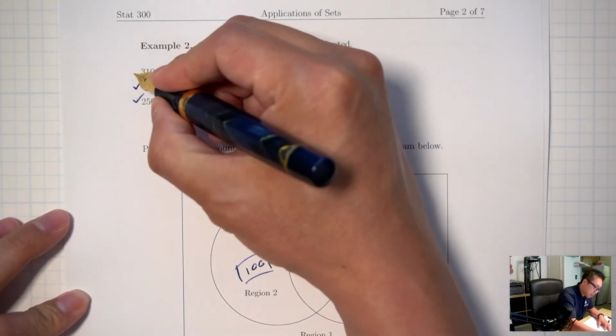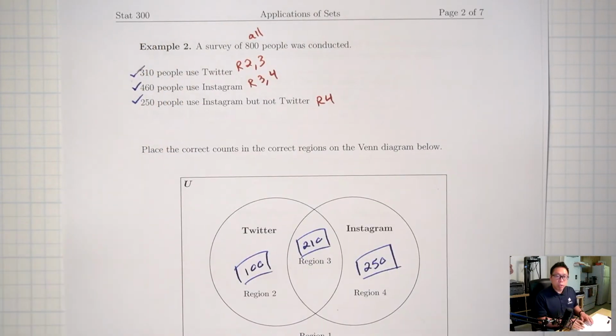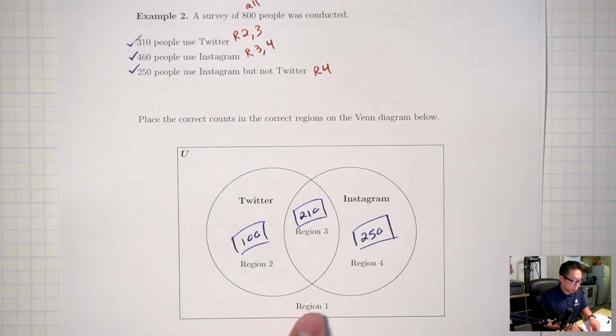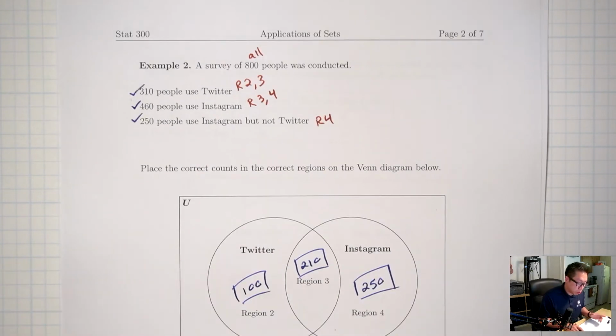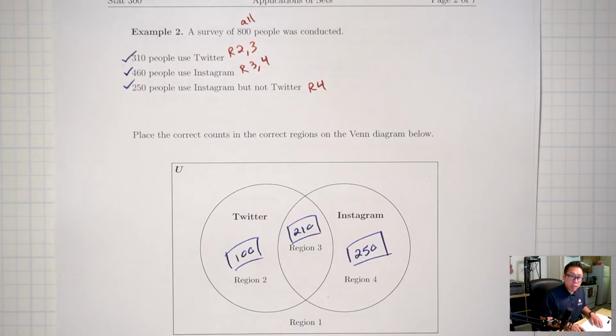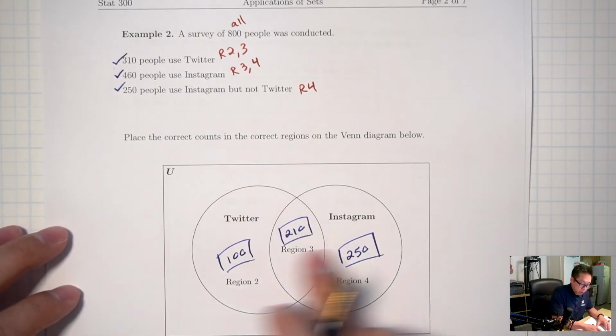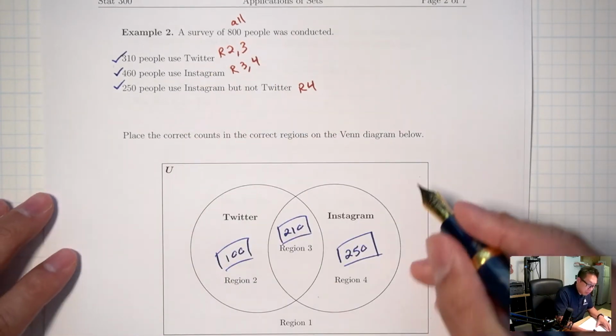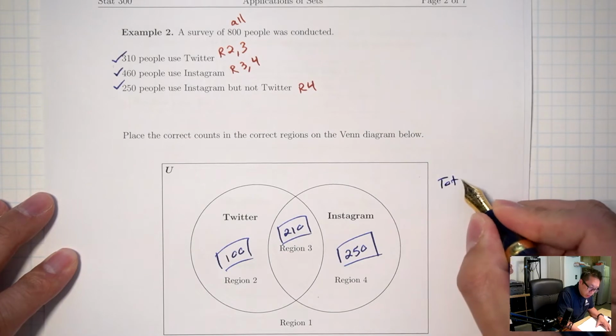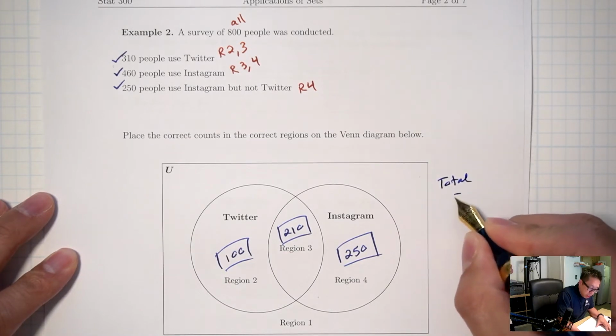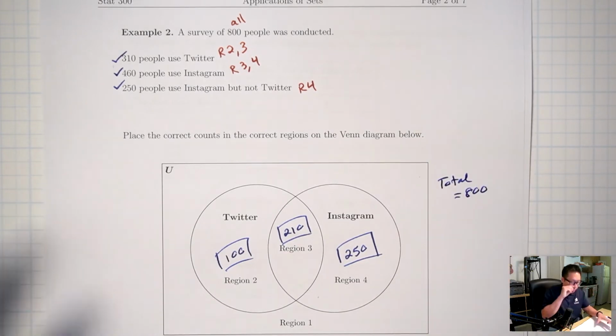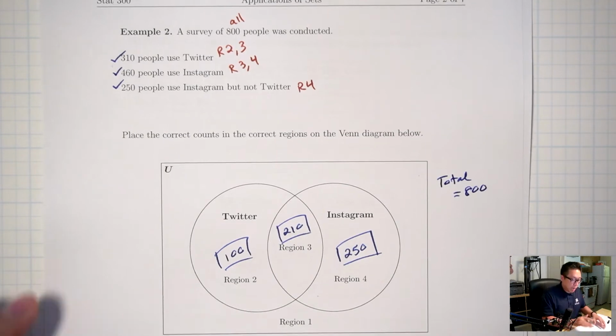So we're good there. And then the only region that I haven't put a number in yet is region 1. And the only number that I haven't used yet is the 800. This is saying that the total of all 4 regions together should be 800. So the target I want is 800. And the idea is the same. Add up what you already have.